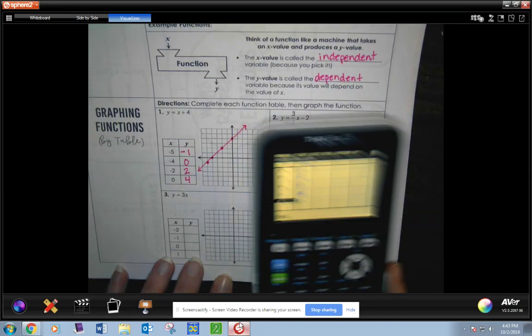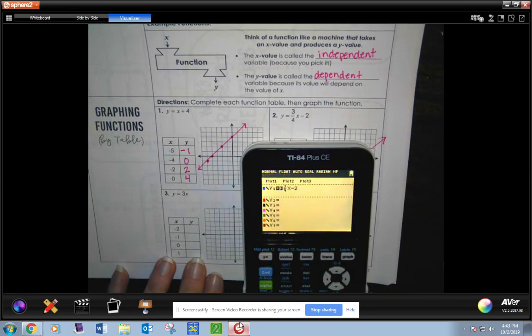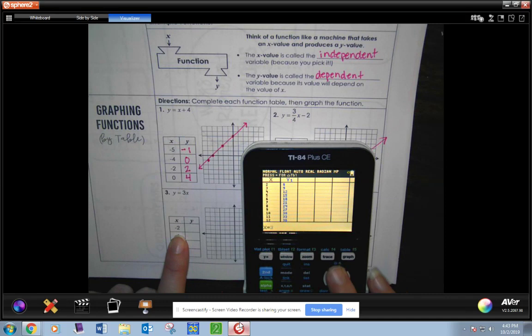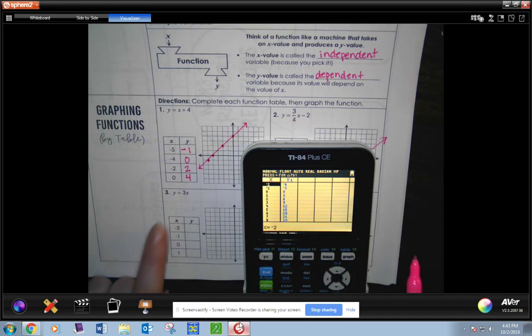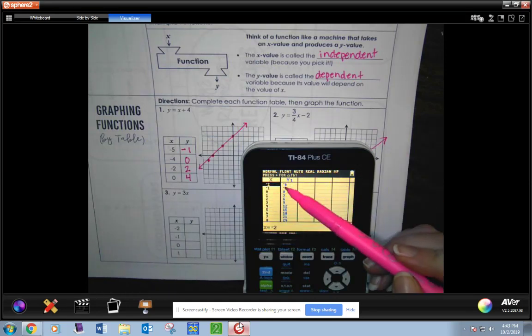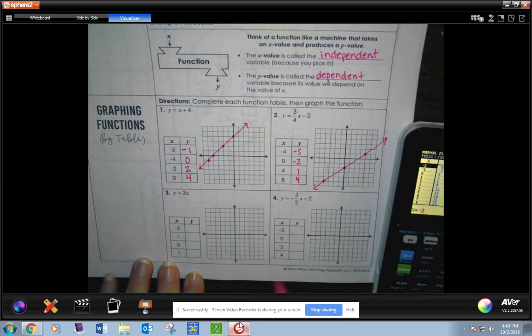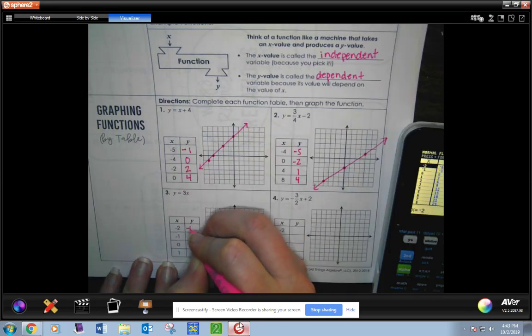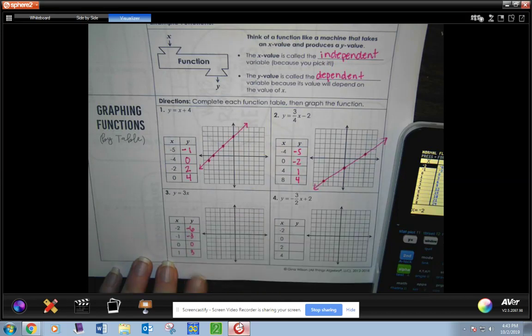Okay. For 3, back to y equals, we're going to clear this out and we're going to type in 3x. I'm going to go to that table. They start at -2, so I'm going to scroll back up to where I can see -2. It goes -2, -1, 0, 1. So I'm going to look at these first four numbers. So I need -6, -3, 0, and 3. So when x is -2, I had -6, I had -3, I had 0, I had 3.